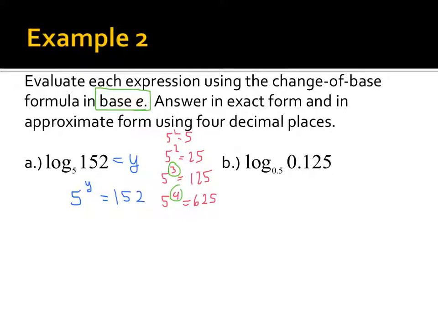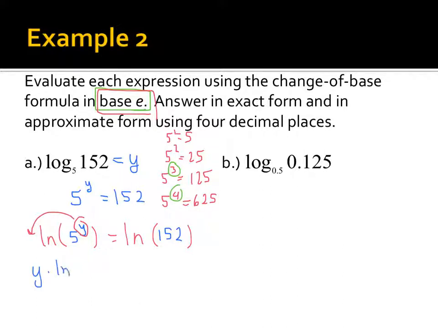All right, so now, this time instead of taking the log of both sides, because they want base e, we're going to take the natural log of both sides. Again, this means that we're using the natural log function and an input. On the left, the input would be 5 to the y, and on the right, the input is 152. But then we remember that when we have an exponent, it comes to the front. So I have y times natural log of 5 is equal to the natural log of 152.